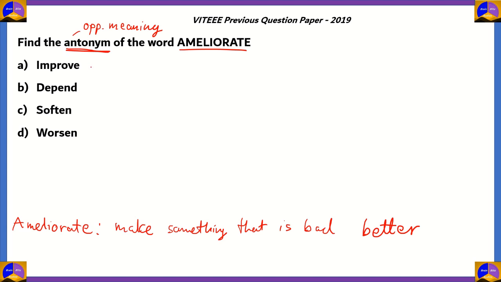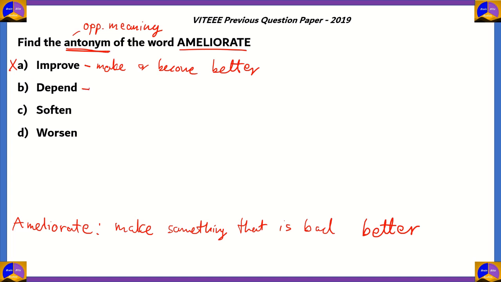Option A is the word improve. The word improve means make or become better. So the meaning of the word improve is not opposite to the meaning of the word ameliorate. So option A is incorrect. The fact is that improve can be used as a synonym of the word ameliorate. So here we're asking for an antonym, so option A is incorrect.